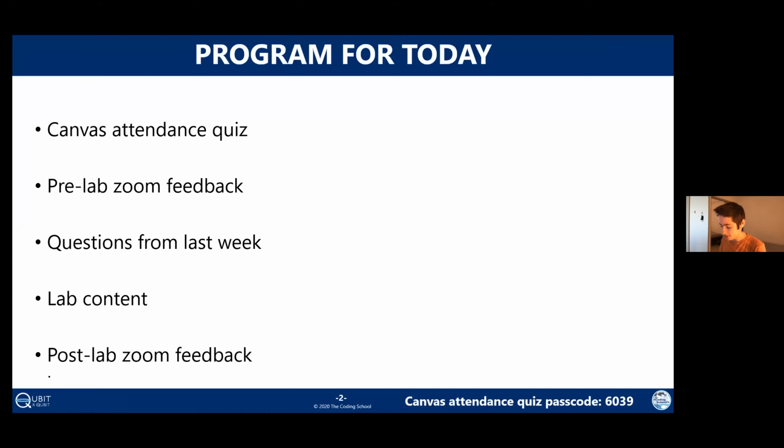So a quick program for today, pretty standard. We'll start off with the Canvas attendance quiz. We'll launch into our pre-lab Zoom feedback. We do have one question that we're going to address from last week that we saw come up more frequently. Then we'll get into the core of the lab content, followed by post-lab Zoom feedback as well.